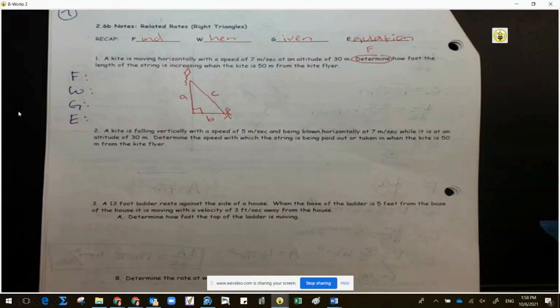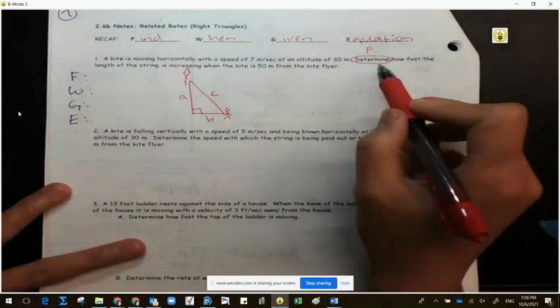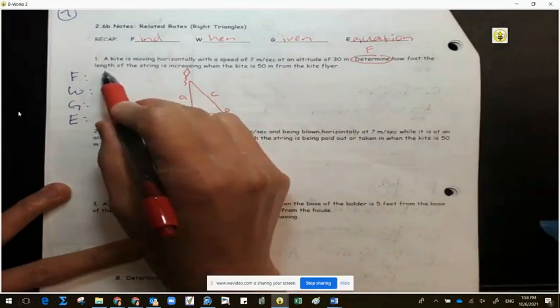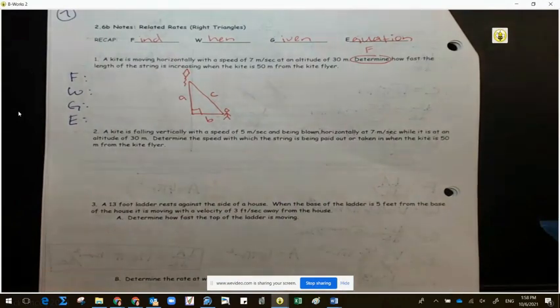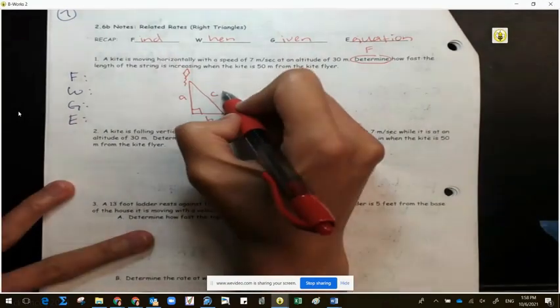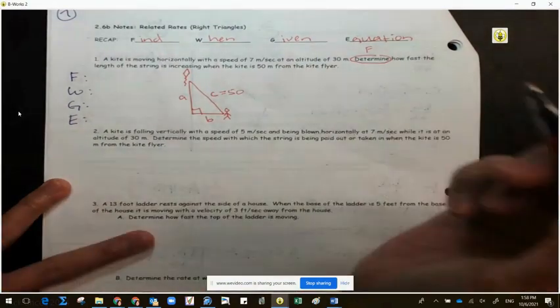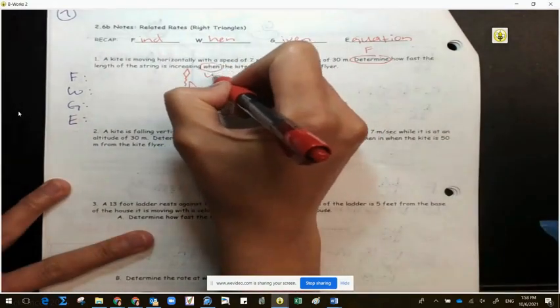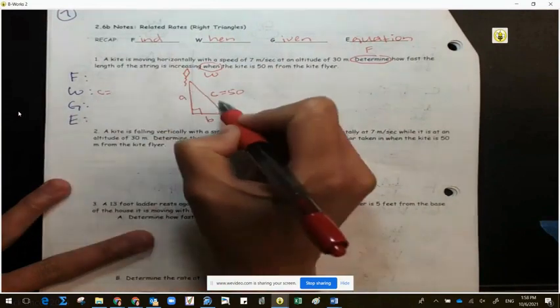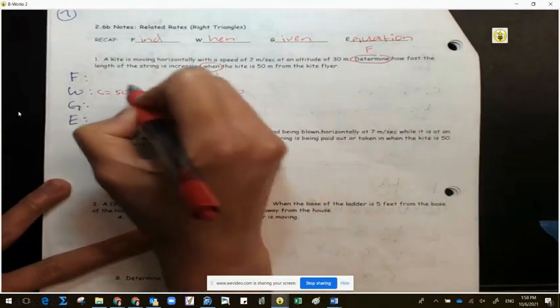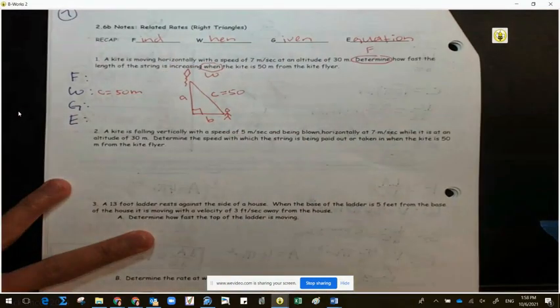All right, so then, let's see what information I have. It says, determine how fast the length of the string is increasing when the kite is 50 meters from the kite flyer. So we know our C is 50 meters. So do we see the word when right here, W? Yeah. So we know C is equal to 50 meters. I don't know why it's not in feet, but that's fine.